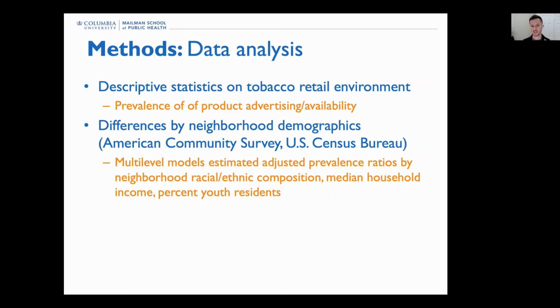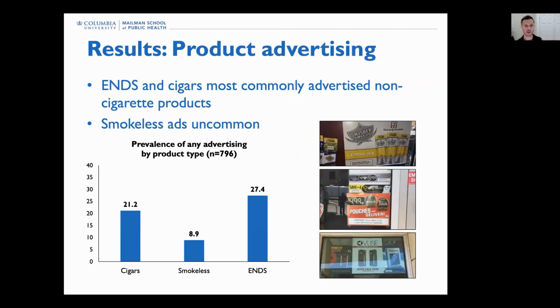And we were interested in things like the racial and ethnic composition of neighborhoods, median household income, and the percentage of youth residents that live there. But in today's presentation, I'll present just more descriptive data. I actually think the descriptive statistics do a better job at telling the story and highlighting patterns that we saw. So first, when it comes to product advertising, we found that smokeless tobacco was very infrequently advertised.